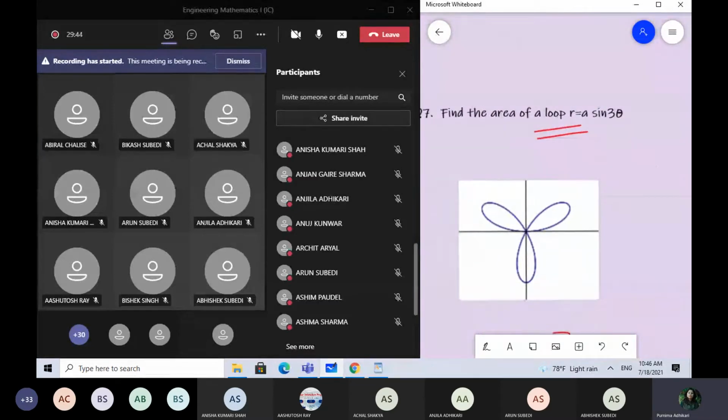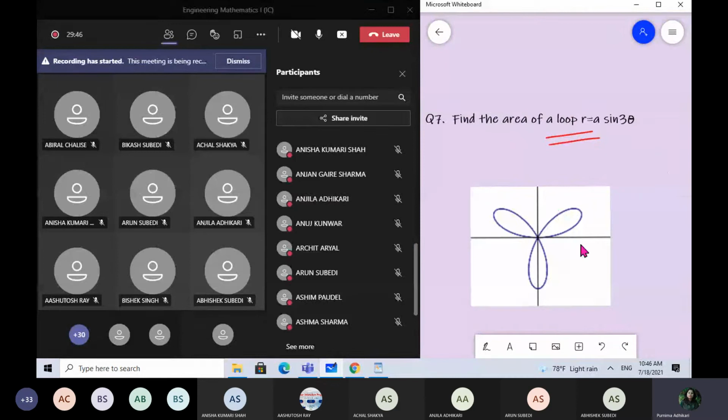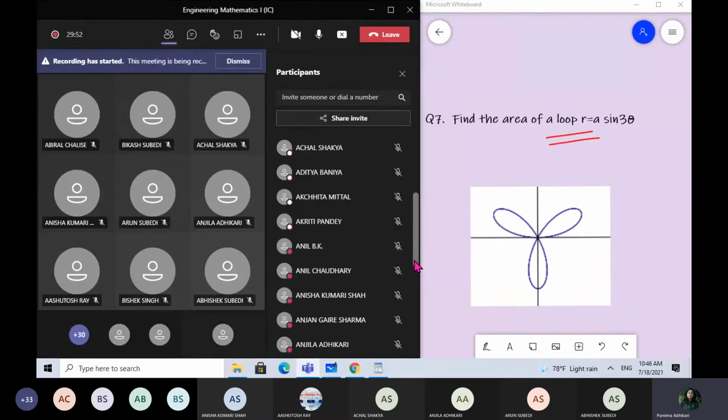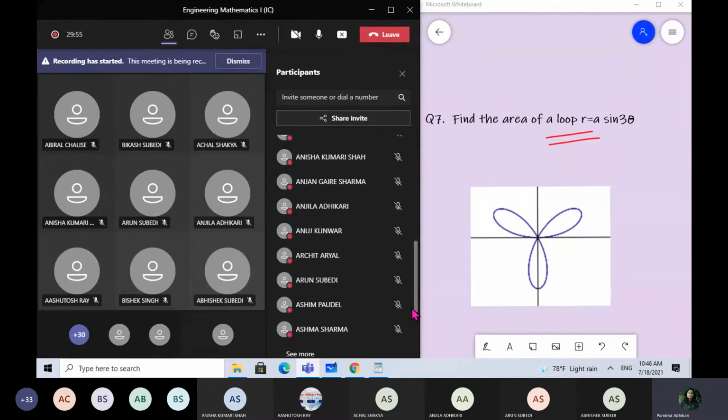The integration part is easy, I'm leaving it. You can clearly see that you have 3 loops for this curve, r equals a sine 3 theta, and Ashma will tell me what will be your limits of integration and how much to multiply by. From 0 to 3 into... 1 minute. Yes. Take your time.